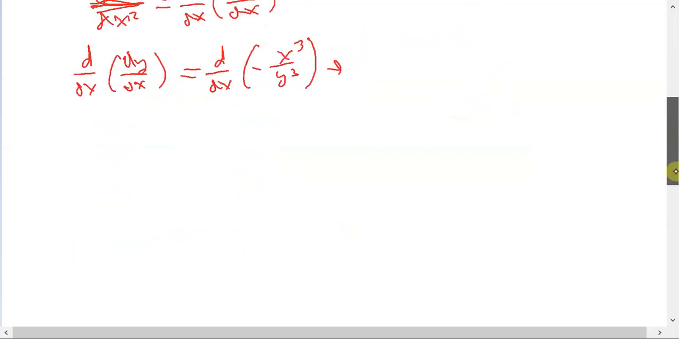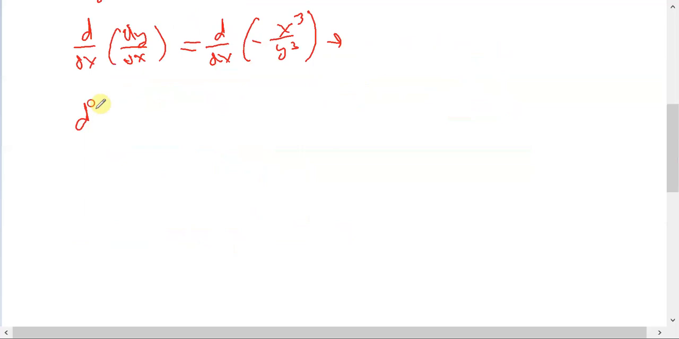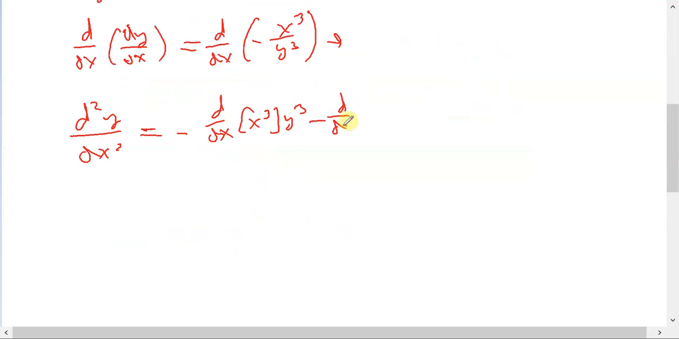So I get the second derivative. I'll just do it down here. I don't have to work on both sides anymore, because I know this is the second derivative. So I'm just going to work on this right-hand side and figure out what it reduces to, and that will be my second derivative. What I have here is going to require a quotient rule. I'm going to pull that minus out. It's going to be the derivative of the x cubed times y cubed, minus the derivative of the y cubed times x cubed, and then all of that is divided by the y cubed squared.